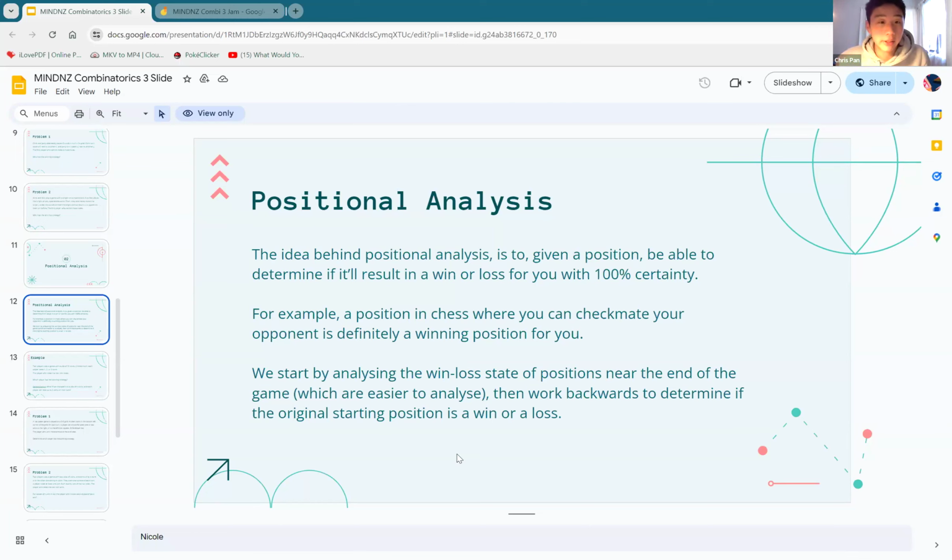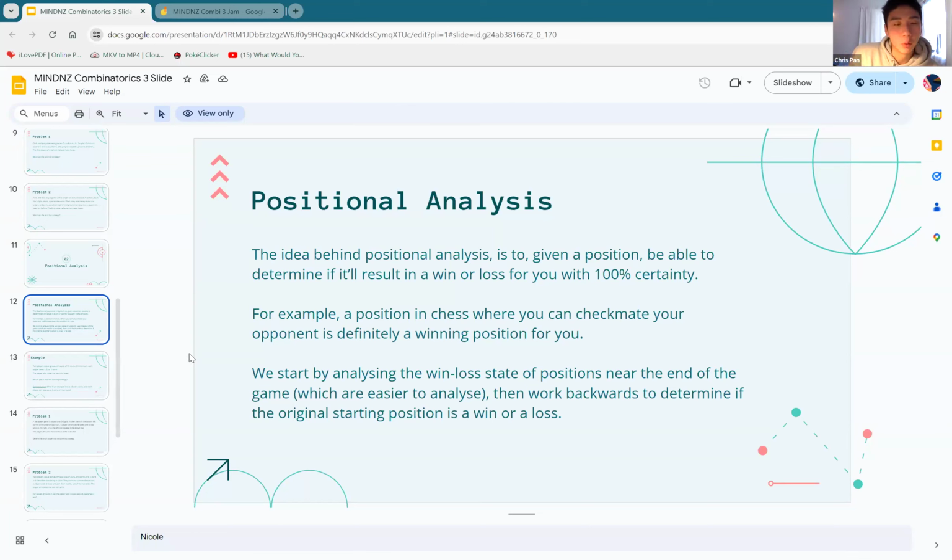The idea of positional analysis is to start from the end. The end positions are pretty easy to figure out as winning or losing, because there's not much to calculate. There are just a few moves you can make, and you work backwards from there, seeing if positions are winning or losing, until you get to the starting position. Once you get there, you can figure out if the starting position is winning or losing for the first player or for the second player.